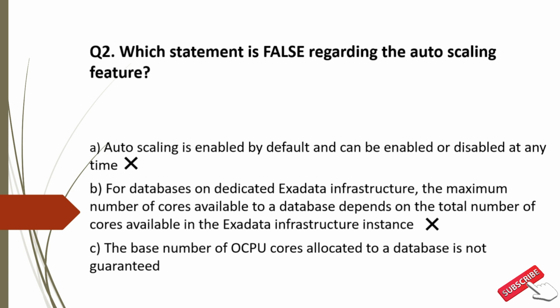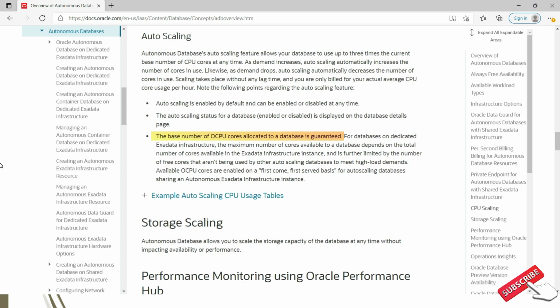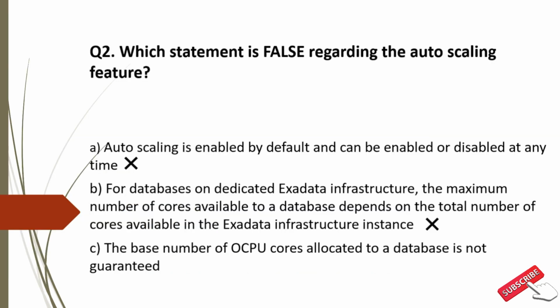Option C. The base number of OCPU cores allocated to a database is not guaranteed. No, this is invalid statement. The base number of OCPU cores allocated to a database is guaranteed. So option C is invalid, hence correct. So the correct option for question 2 is option C.